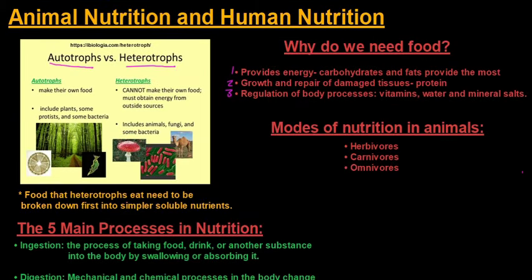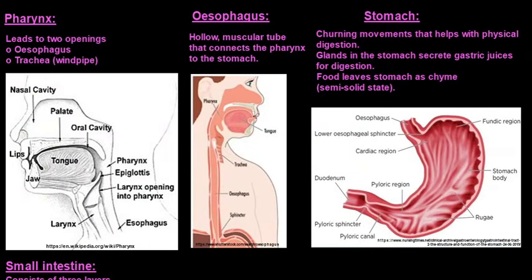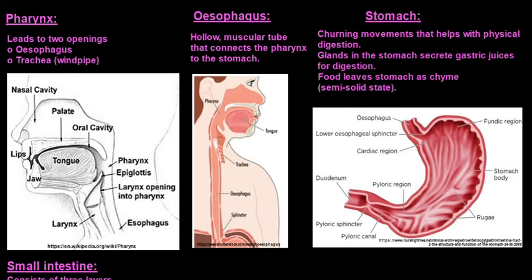Let's move on to the next portion. So now we'll look at the pharynx, and the pharynx is basically your throat. So the pharynx leads to two openings, which is the esophagus, and then it opens up to the larynx, which will eventually become the trachea or the windpipe through which you breathe. So the function of the pharynx is very basic. It's just a common passage of food and air.